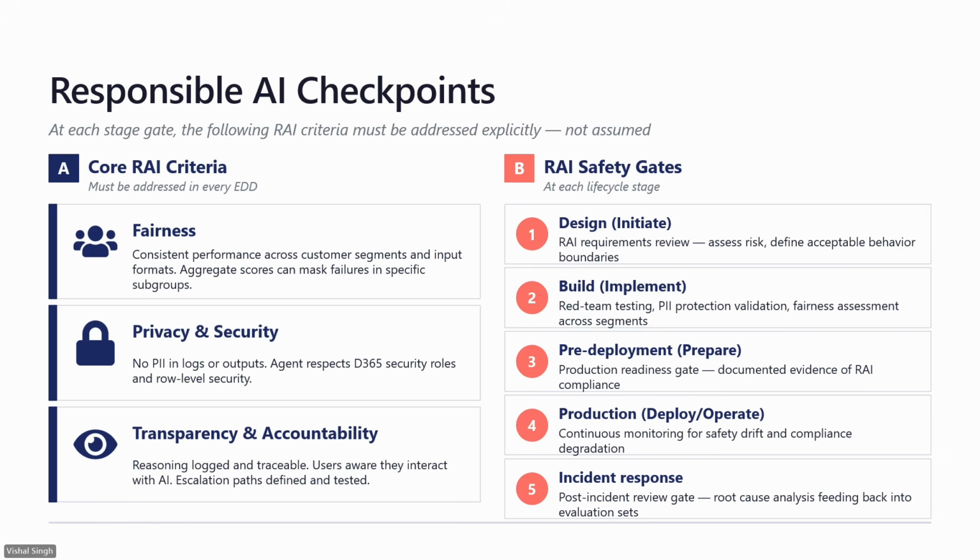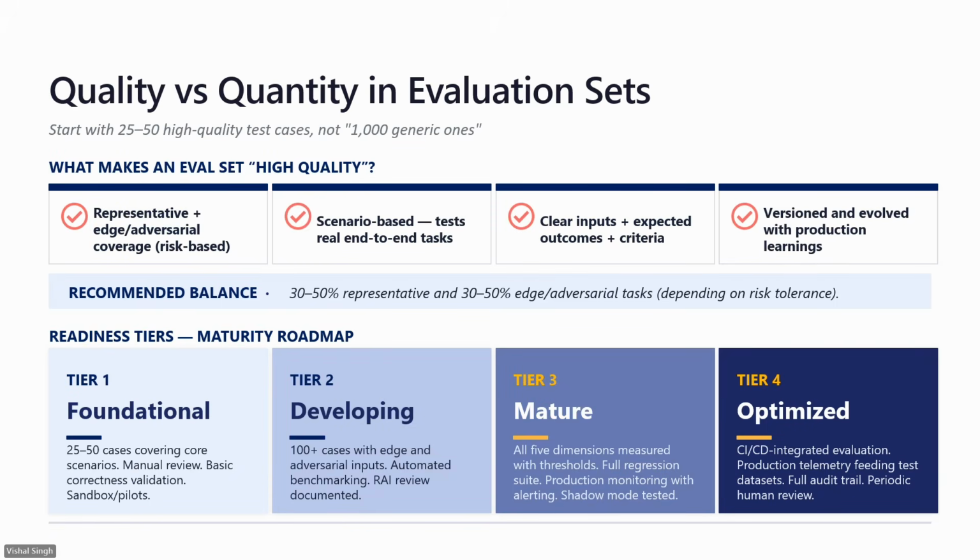And the incident response, the post-incident review, the root cause, mitigations, preventive actions, feeding back into the eval set. Every incident should make the next version stronger. Now with that, let's move to the next one, which is about the eval set, quality versus quantity.